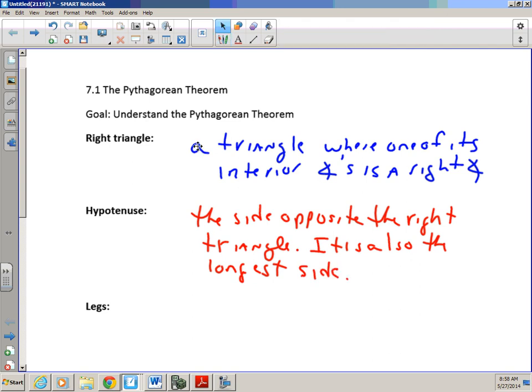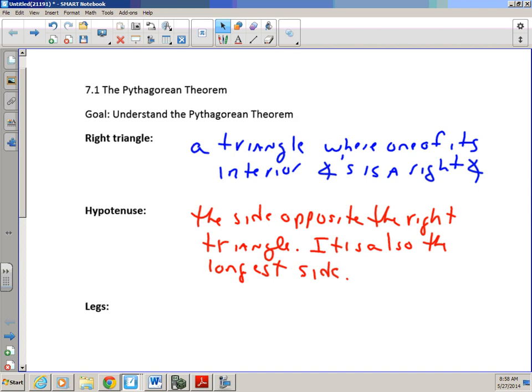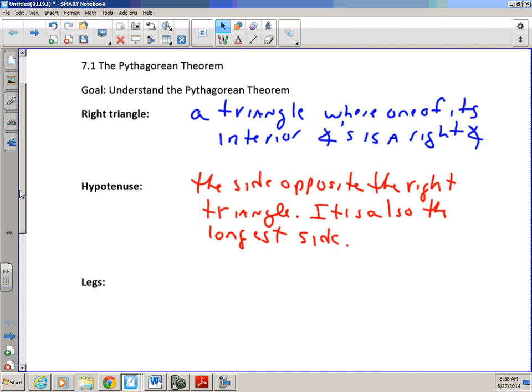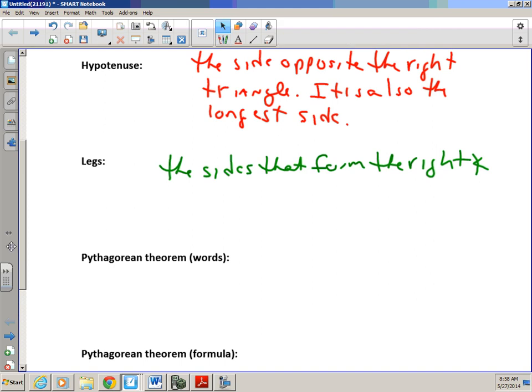The legs of a right triangle, let's try to move this, there we go, are the sides that form the right angle. Or, said another way, it's the other two sides other than the hypotenuse.